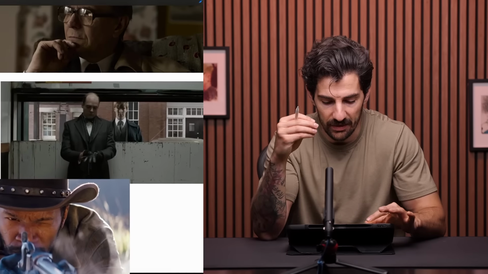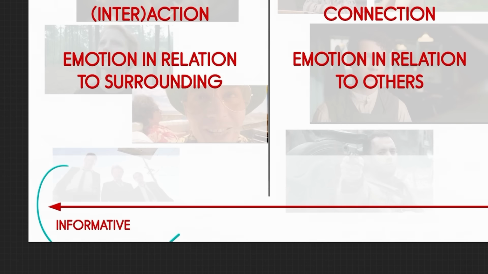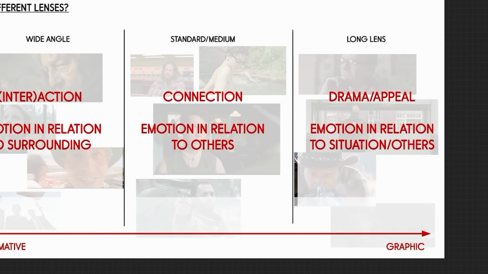When you have a wide angle, there's usually an action or an interaction where the emotion is in relationship to the surrounding. So if you're very close to a subject, you can still look at its emotion or its interaction with the rest of the environment. Even when it's an establishing shot, there's usually an interaction with the surrounding, or there's a lot of information thrown at you. That's why if we go from the left to the right, you can see that the wide angle lens will be much more prone to information, where the long lens will be more prone to graphic nature.